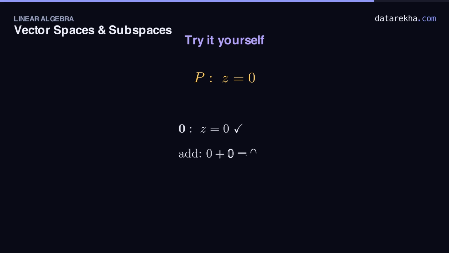The origin has z equal to 0. It's in. If 2 points both have 0 z, so does their sum. And scaling 0 keeps it 0. Every condition passes. So P is a subspace, the xy plane through the origin. If you said yes, that's exactly right.